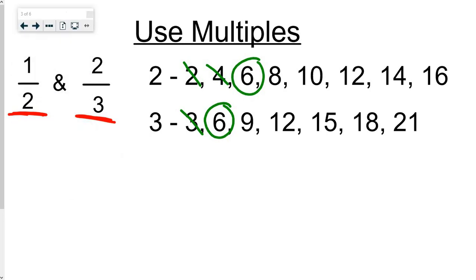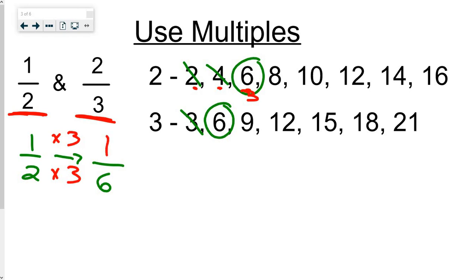How do we change 1 over 2 into sixths? We multiply by 3, because 2 times 3 is 6. So we multiply both sides, the top and the bottom, by 3. So that's going to be 3 over 6. So we know that's 3 over 6.